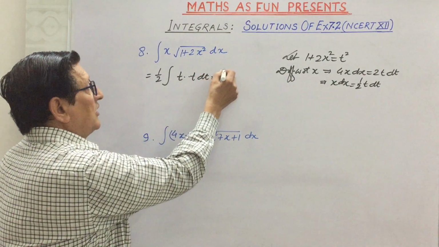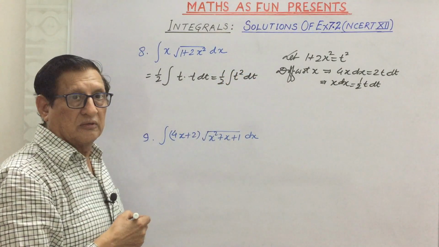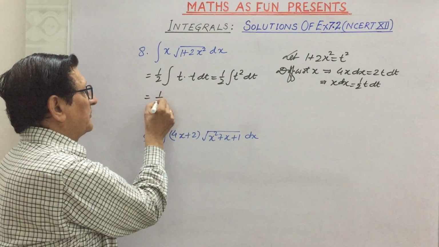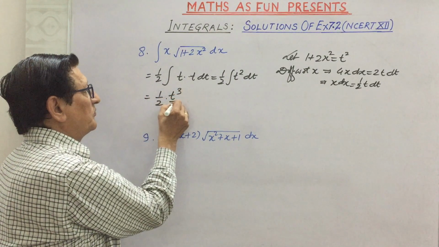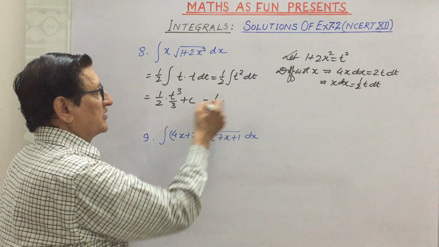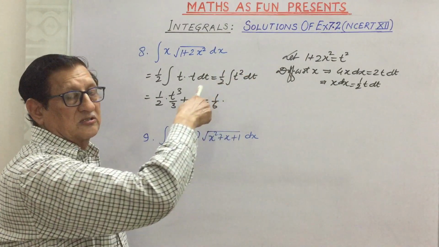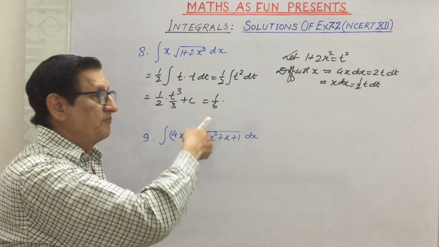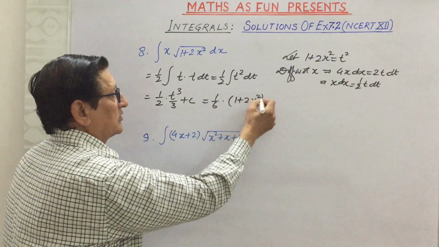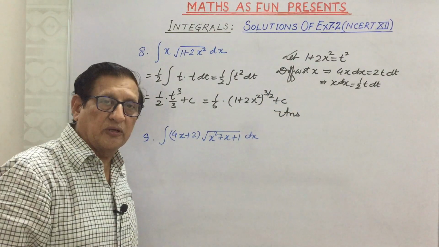So this becomes half into integral of t square. And we know the integral of t square is t cube by 3. So this will be 1 upon 2 into t cube by 3 plus c. We can write this as 1 upon 6. T is root of 1 plus 2x square, that is 1 plus 2x square to the power half. Cube means this can be written as 1 plus 2x square whole power 3 by 2 plus c, which is the answer to the problem.